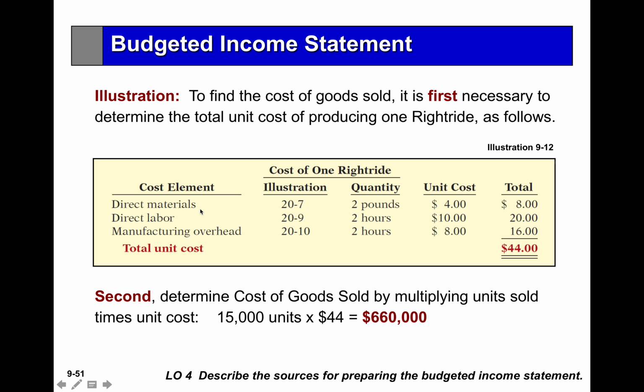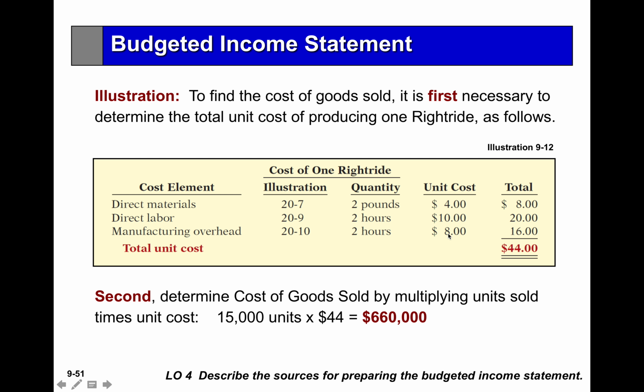What it's telling you is that for direct materials, there are 2 pounds needed to make 1 unit, and so the unit cost for that, because it's $4 per pound and it's 2 pounds, is $8. So same thing for direct labor. It takes 2 hours to make 1 unit. So $10 is the rate for each hour of labor cost, and so it's going to be 20.